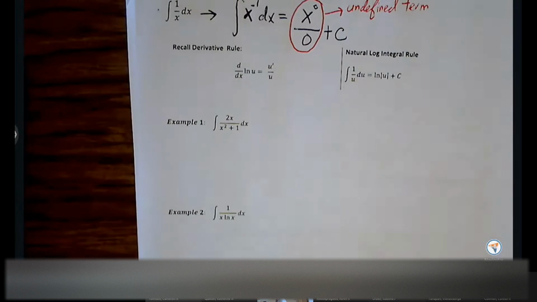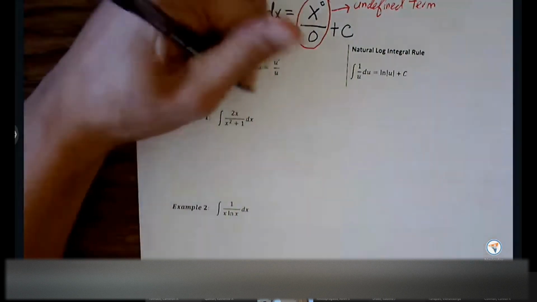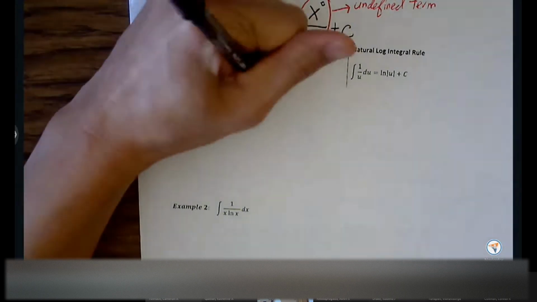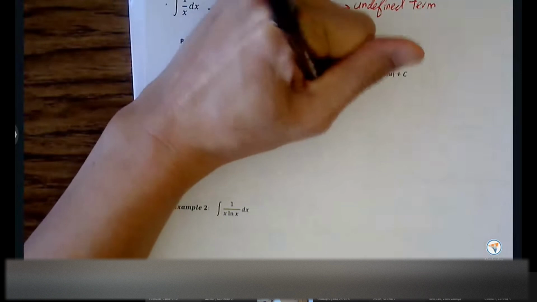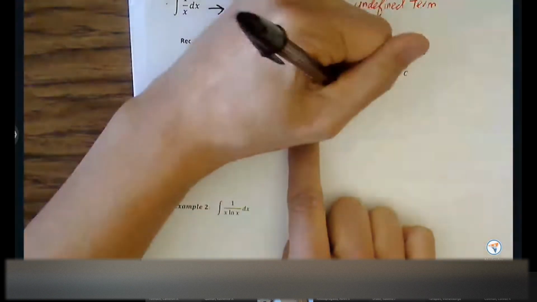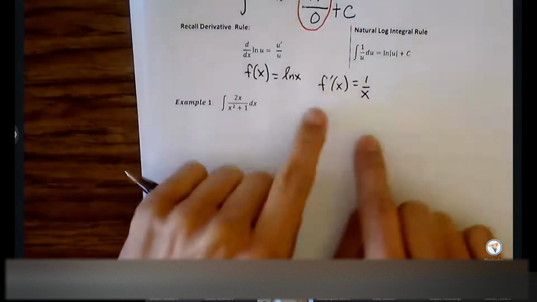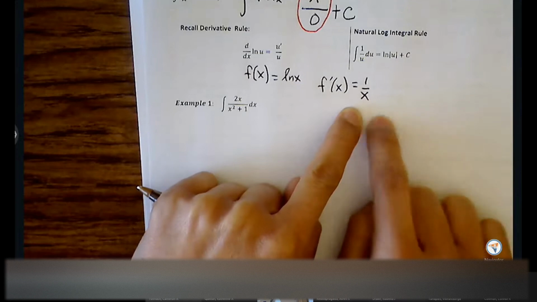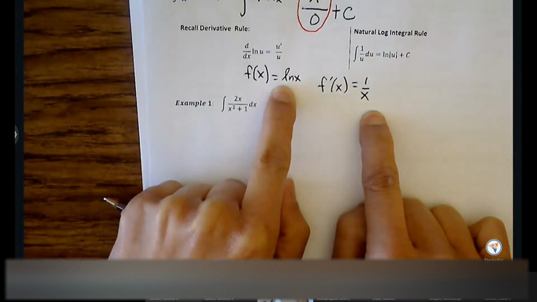Now, first semester, we learned that the derivative of natural log is u prime over u. So here's a simple example. If f of x equals natural log of x, the derivative of natural log of x is u prime over u, which is 1 over x. And then it stands to reason that if my derivative of natural log of x is 1 over x, then the antiderivative should bring me back to natural log of x.